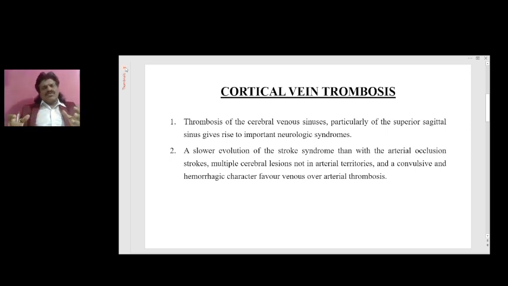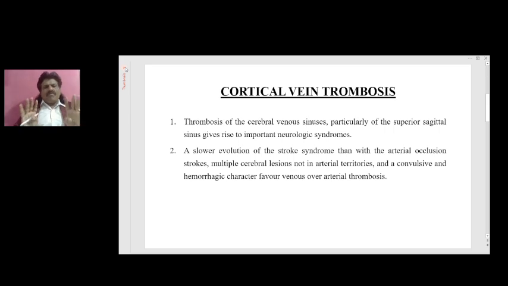Generally arterial strokes may not produce seizures, though seizures may be seen in hemorrhagic stroke or embolic stroke, but generally less common. But in cortical vein thrombosis, seizures are one of the important presenting manifestations. Seizures and headache are important presenting manifestations of venous thrombosis. So when a person presents with stroke and seizures, we always need to suspect cortical vein thrombosis. Convulsions again favor cortical vein thrombosis. And because of the venous thrombosis, the back pressure results in increased pressure and rupture of the vessels resulting in hemorrhage. So again, hemorrhage is in favor of cortical vein thrombosis.